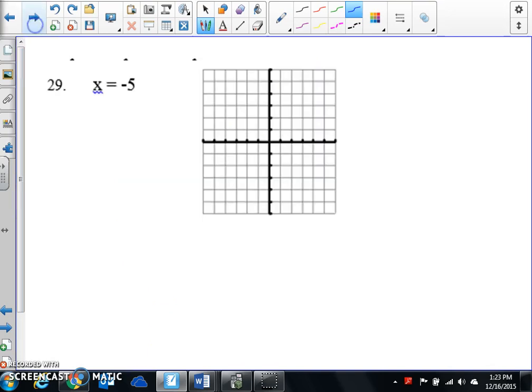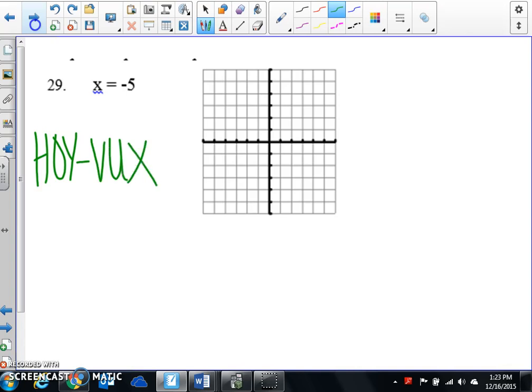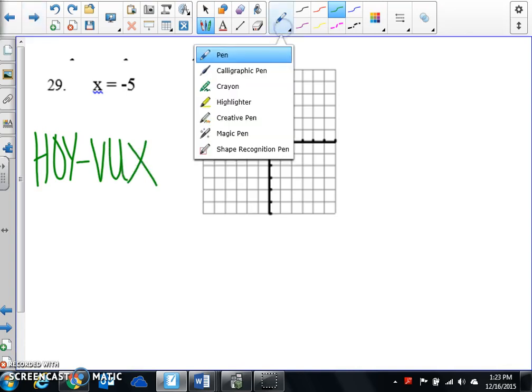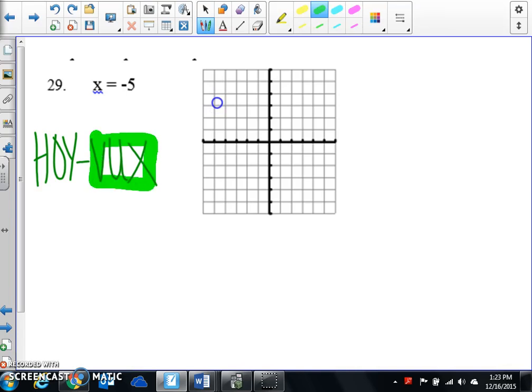All right, next one. X equals -5. So once again, you should think of HOY-VUX. So it's an x equals equation, so I'm thinking about the VUX part. If it's an x equals equation, then it's going to be a vertical line. So I go to the x-axis to -5. 1, 2, 3, 4, -5. And it's vertical, which is up and down.